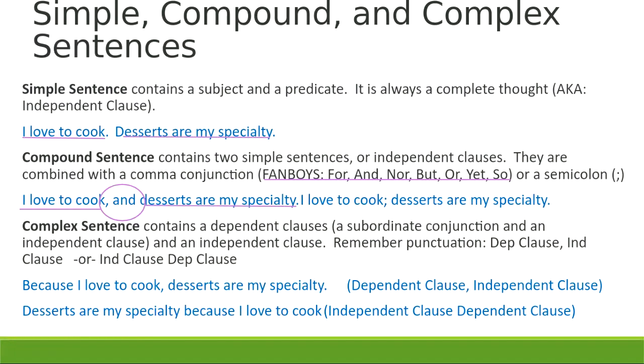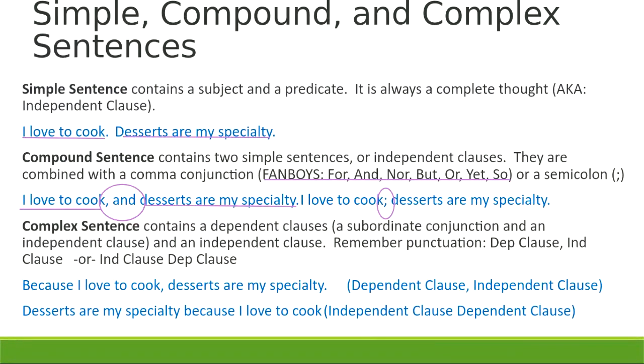Now, in order to create a compound sentence, you can also use a semicolon. You use these very sparingly, once, maybe twice in your essay, if you dare, but you use a semicolon to combine them together, and then you no longer have to have a conjunction. And you do this when your two sentences are so powerful, they need to be said all in one breath without an "and" or a "but" interrupting that flow in between. I love to cook; desserts are my specialty.